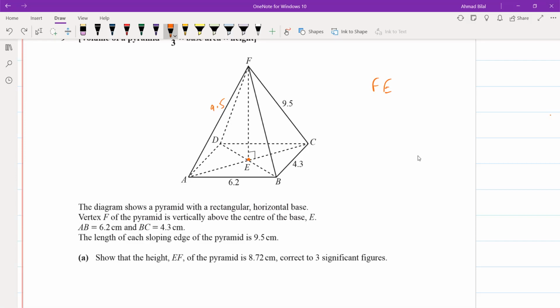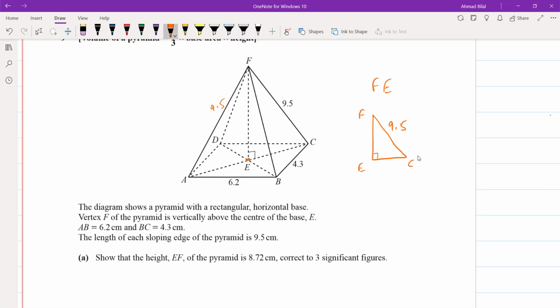Okay, now you have to show that the height EF of the pyramid is 8.72. EF आपको figure out करना है, that is 8.72, correct to 3 significant figures. So how can we figure this out? EF. अब EF के लिए, if you were to consider this triangle, आप ये देखें EFC, it's a right angle triangle, right? EFC is a right angle triangle. So I will draw this here in 2 dimensions. It'll be easier to understand. You've got E here, you've got a vertical, you've got C here, and you've got F there on the top. The hypotenuse is 9.5. Now the problem is we have to find EF.